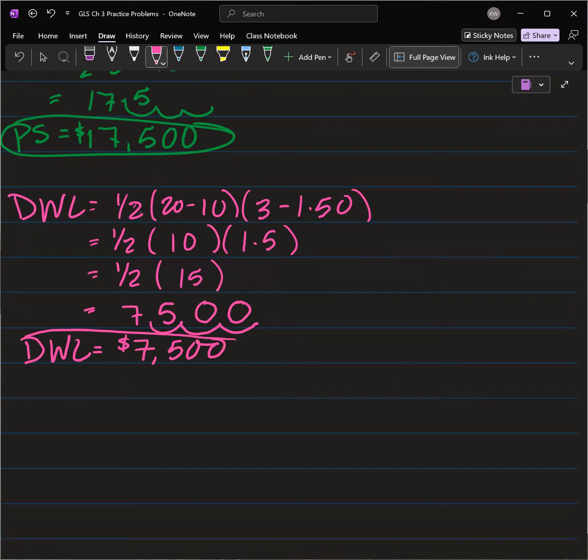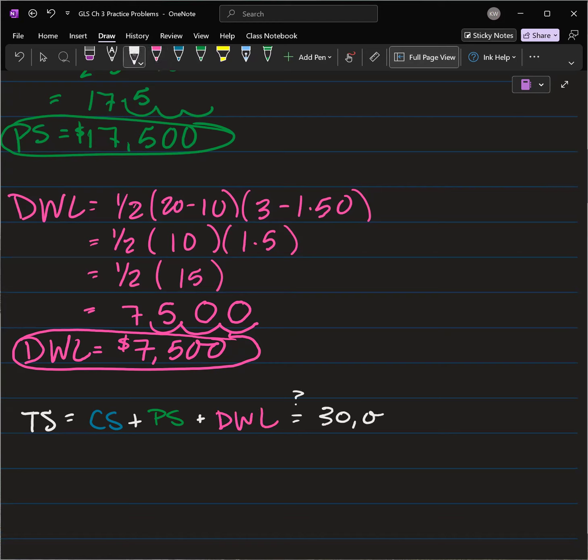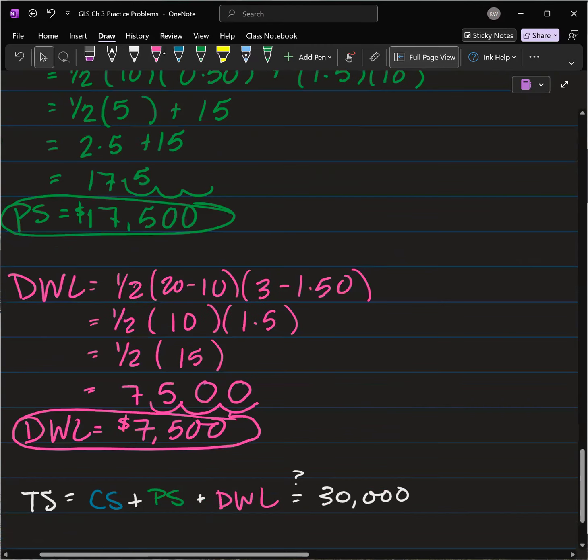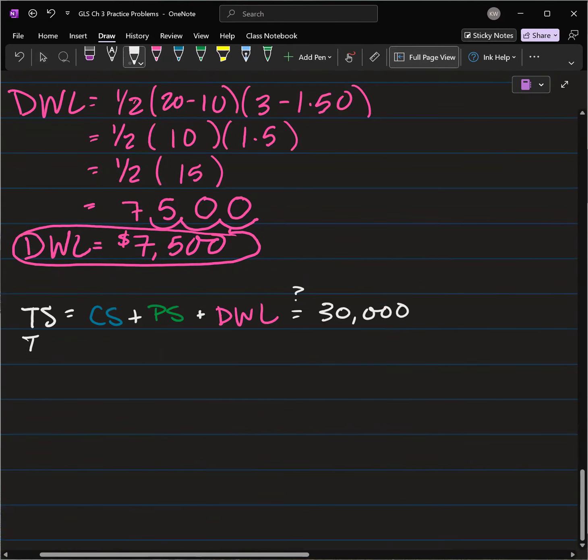$7,500. Okay, so what I would want to do now to check myself and make sure I've done all these calculations correctly is make sure that the total surplus is still 30,000. So we're going to have consumer surplus plus producer surplus plus deadweight loss, and that should equal 30,000. Okay, so let's see. Our deadweight loss is 7,500. Producer surplus is 17,500, and consumer surplus is 5,000.